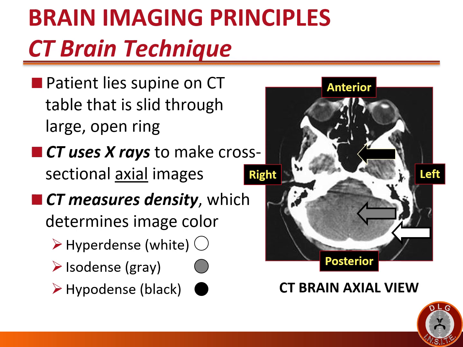In essence, CT scans are densitometers, and the density of the items being scanned determines the image color. Hyperdense items are white. In the image to the right, the white arrow points to the white bone, hyperdense bone. Isodense items are gray. In the image to the right, the gray arrow points to the gray parenchyma, the isodense parenchyma. And black items are hypodense. And to the right, the image shows a black arrow pointing to the black air, which is hypodense on the image. The image to the right also portrays the orientation of the CT axial view.